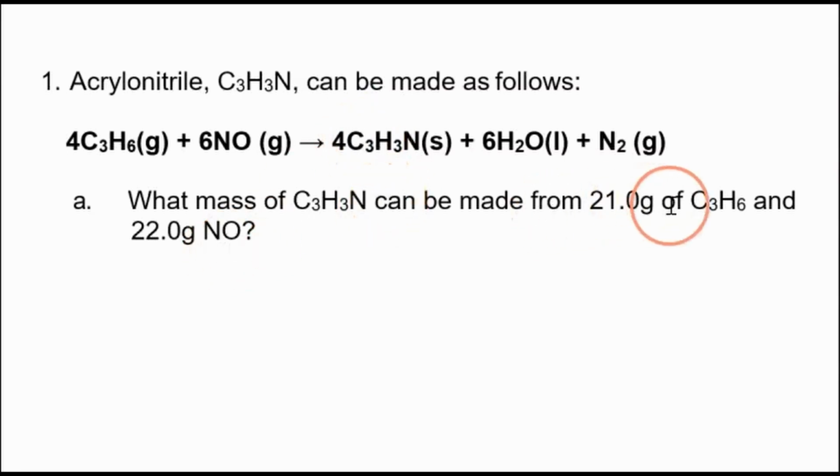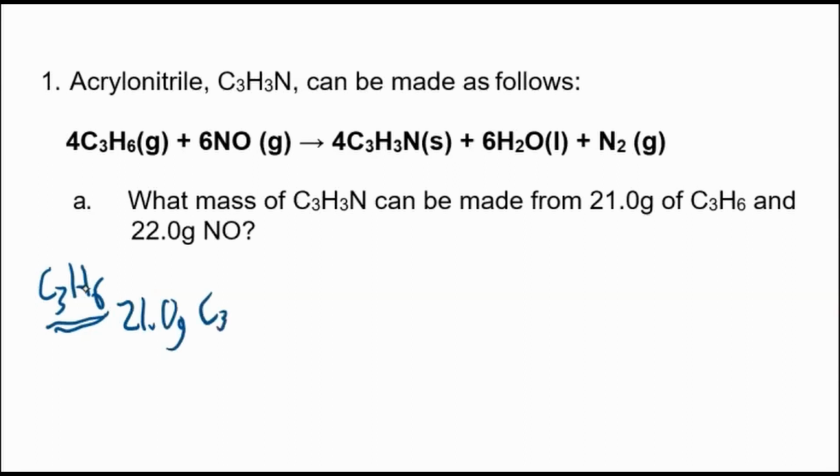And to do that, we'll look at each reactant separately. So we'll start off with the C3H6. And based on this, the given amount is 21.0 grams of C3H6. We want to do stoichiometry to determine how much of our product this could make, assuming all 21.0 grams reacted fully. So we're going to ignore the other reactant for now.